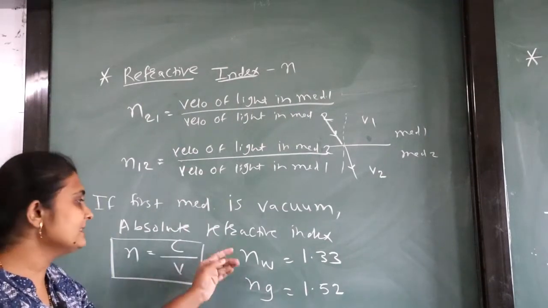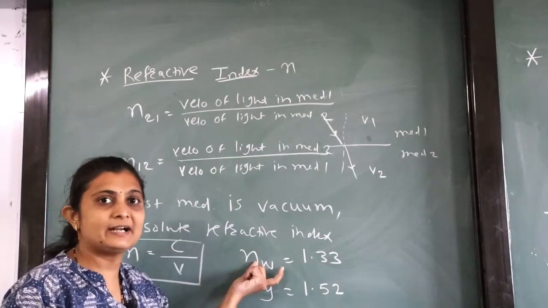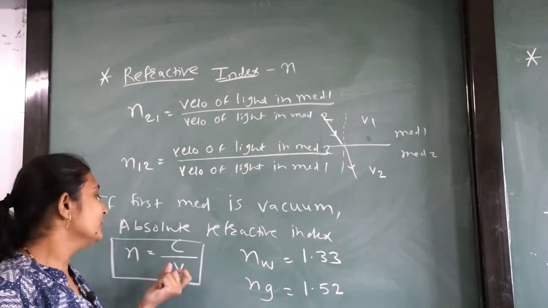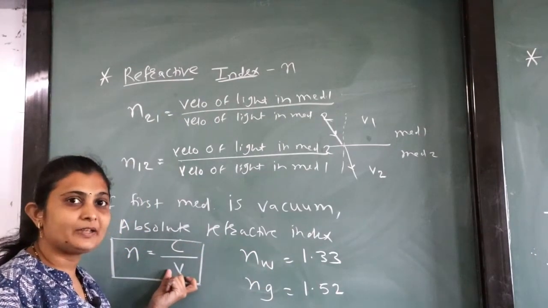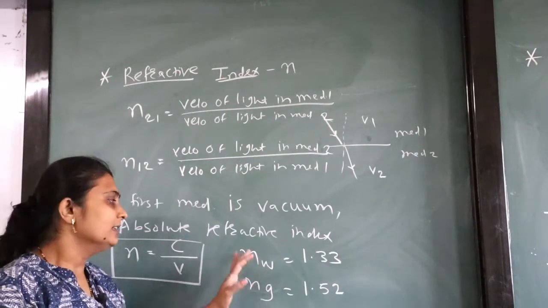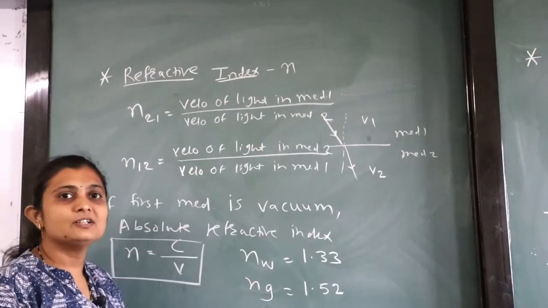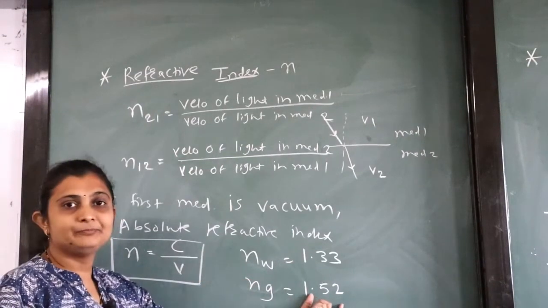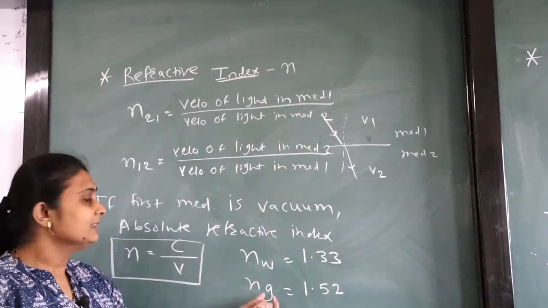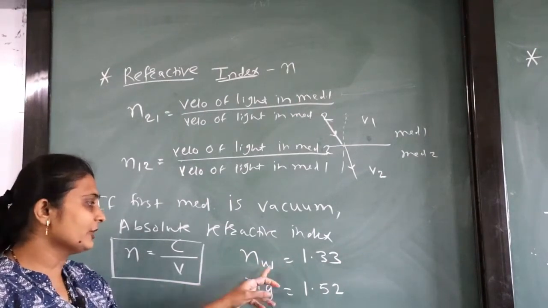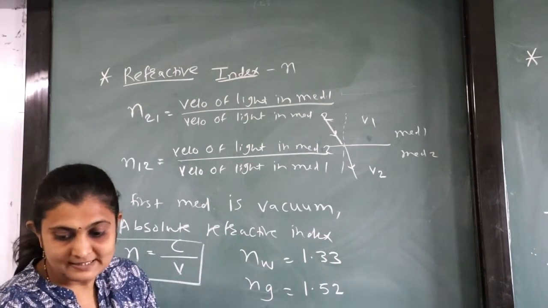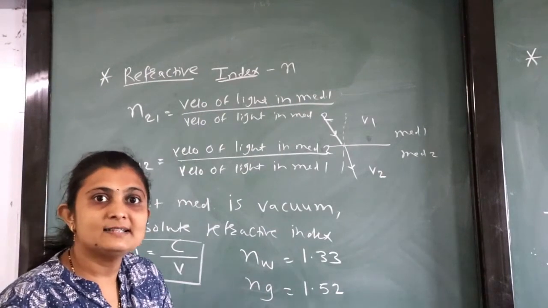Then what is the meaning of this? nw, the refractive index for water, is equal to the velocity of light in vacuum to the velocity of light in water. Similarly ng, the refractive index for glass, these are fixed values; these values don't change. Velocity of light in vacuum to the velocity of light in glass gives the refractive index for glass. Now the next topic we have to see is refraction through a glass slab.